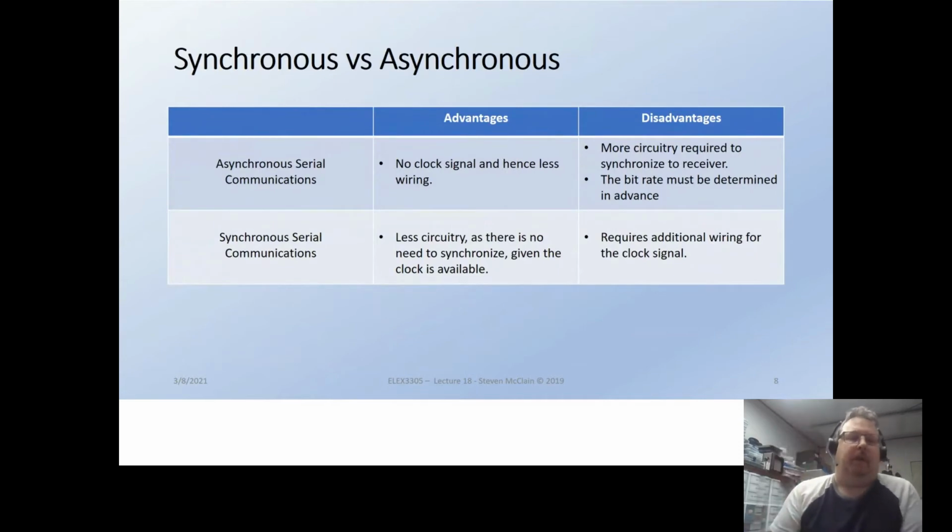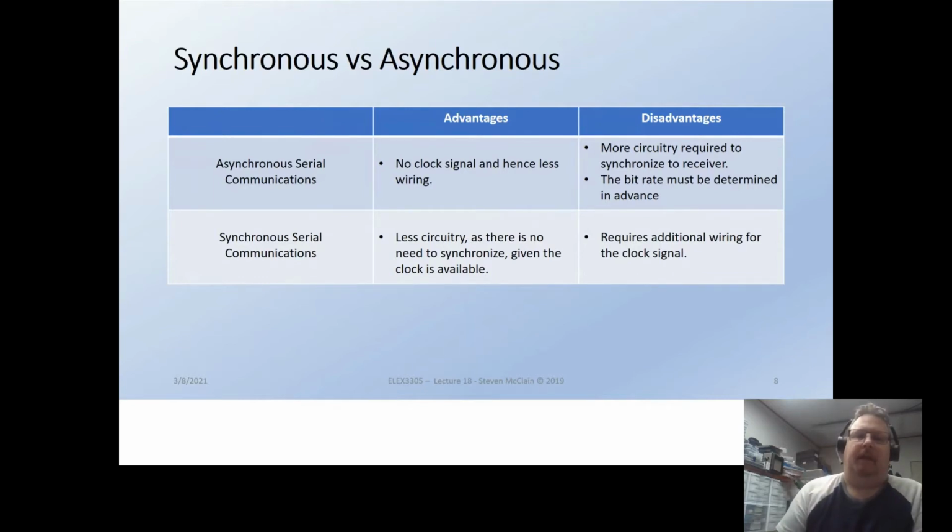Okay, so we've got the two different kinds. We've got asynchronous and we've got synchronous. The advantage of asynchronous is that it has no clock signal, so you've got one less wire at least. The synchronous serial has the clock signal, but it's a much simpler device, so it's a lot easier to build, with a lot fewer gates and a lot less power. The disadvantage of asynchronous is that you have to have a bunch more circuitry in order to actually synchronize to the receiver and get the clock rates to match, and you have to agree on a bit rate ahead of time.